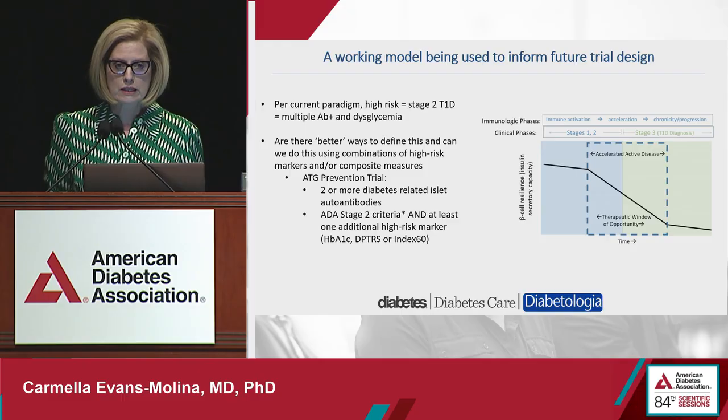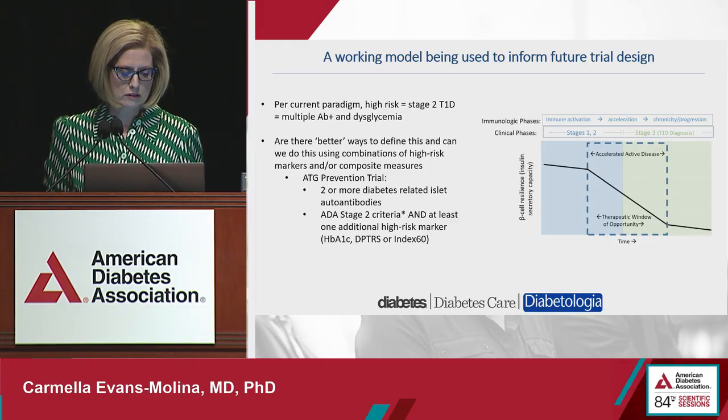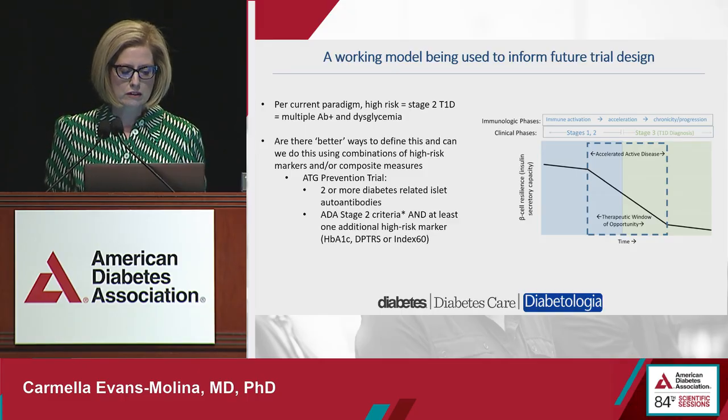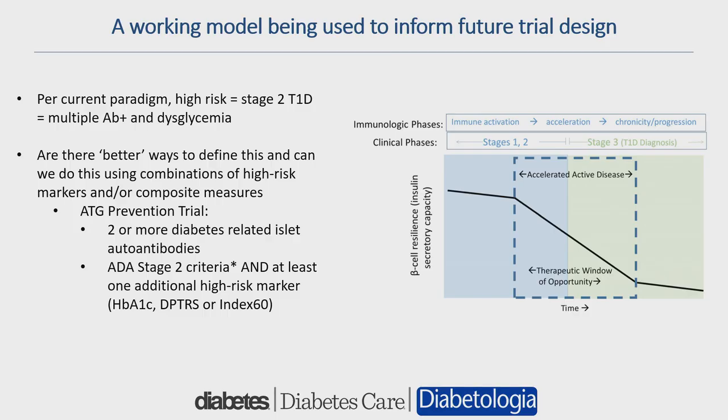So, for example, in the ATG prevention trial that's being enrolled currently, we are enrolling individuals who have 2 or more islet autoantibodies, and they meet stage 2 criteria, but they have at least one additional high-risk marker, being either an elevated hemoglobin A1C, DPTRS, which is an aggregated risk score, or index 60, which combines C-peptide and glucose measures.